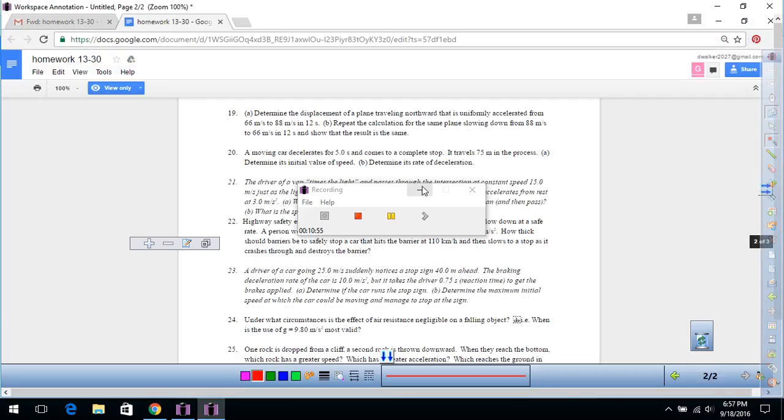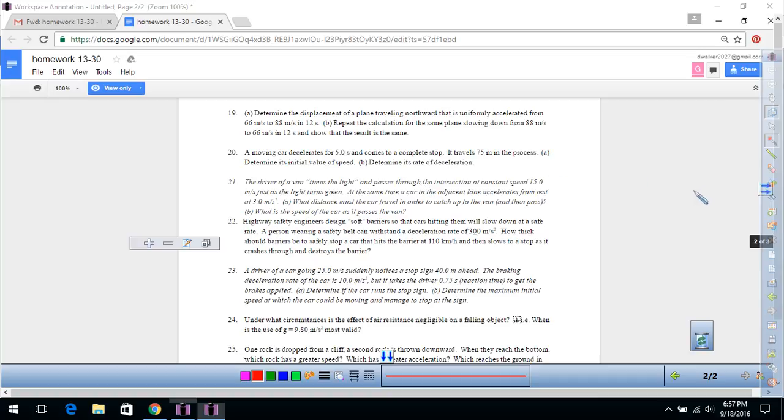All right. So it says the driver of a van times the light, passes through the intersection at a constant speed of 15 meters per second, so that's his average speed. Just as the light turns green, at the same time a car in the adjacent lane accelerates from rest, and so car number 2 has an acceleration of 3 meters per second squared. So what distance must the car travel in order to catch up to the van? And what is the speed of the car as it passes the van?